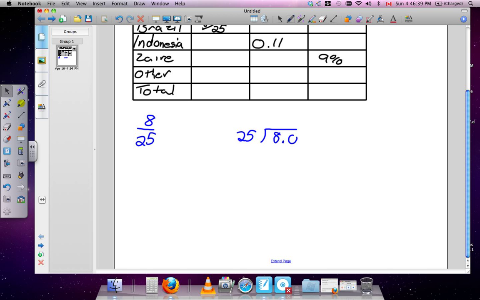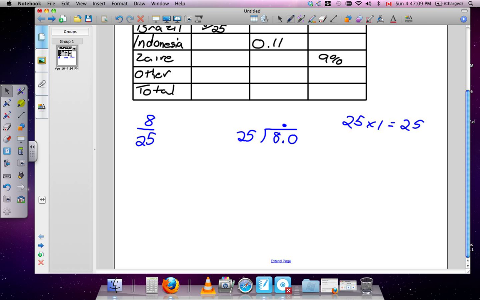So now we read this as 25. Does 25 go into the number not just 8, but 80? Yeah, we can get 25 into 80. First thing we're always going to do is bring our decimal up here. How many times does 25 go into 80? We can figure it out by writing the multiples of 25. 25 times 1 on the side is 25.